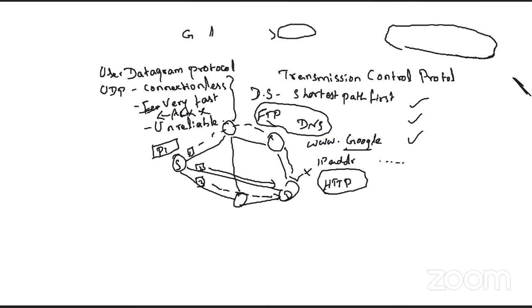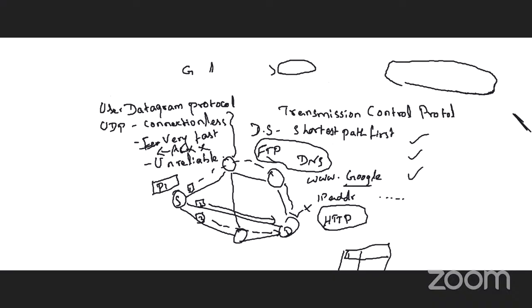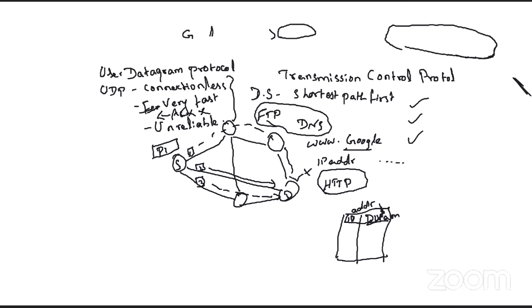Ma'am, can you repeat that DNS? Okay, DNS consists of a table. That table consists of the IP address and its corresponding domain name. For example, I will write the table here because I have not drawn it clearly.